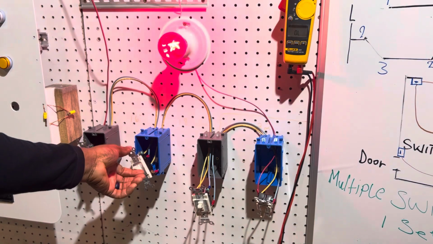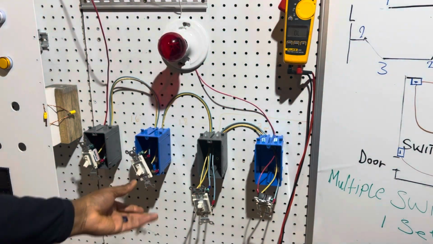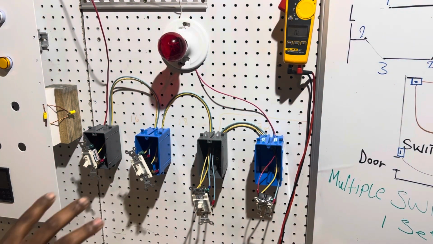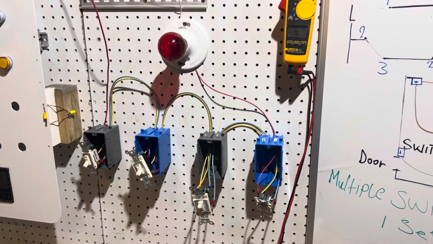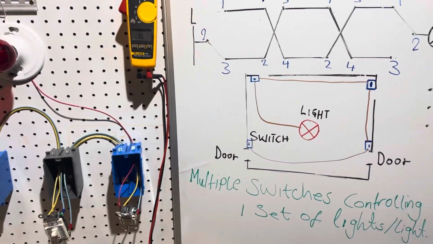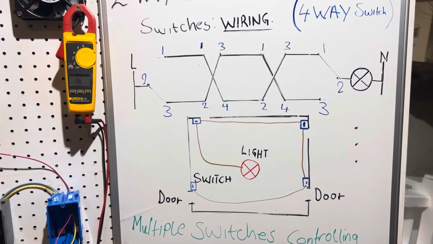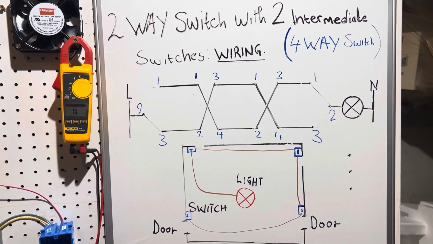Yeah, so that's what's up, guys. If you do this, you can put a lot of intermediate switches, a million, or however many, and still control just one item. This is how you wire it.